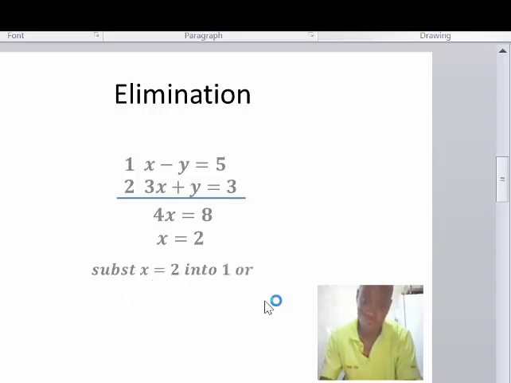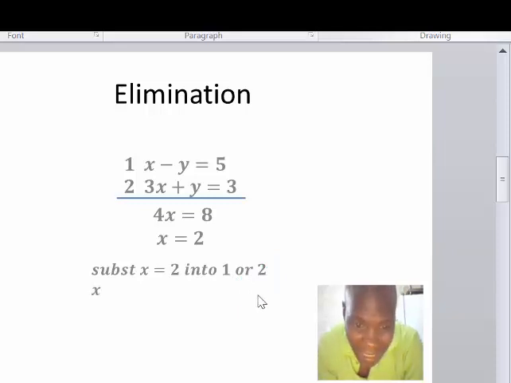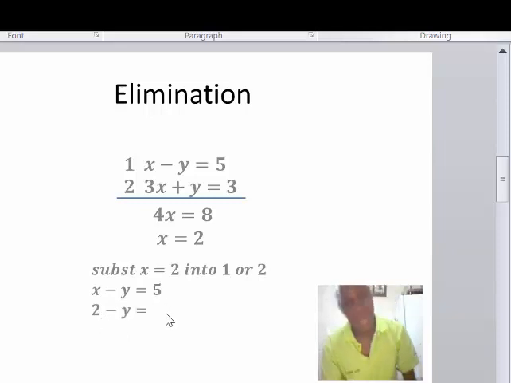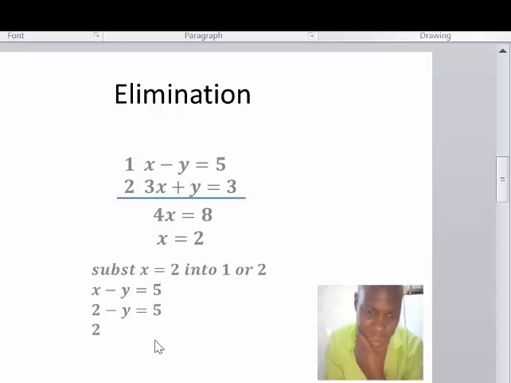Substitute the x into equation 1 or 2. After having done that, you will then write the equation you're going to substitute into, x minus y, which is the easier option, is equal to 5. Where there is an x, you put a 2 and you start solving for y. Now 2 minus y is equals to 5. We can easily solve this by transposing the y to the other side and the 5 to the other side. You will then get 2 minus 5 is equals to y, and y is therefore equal to negative 3.